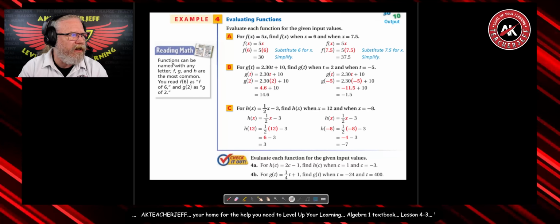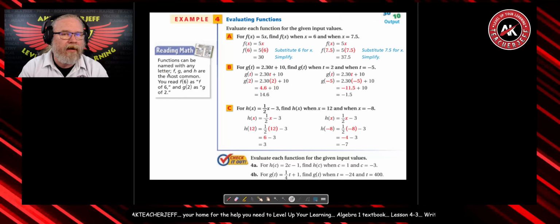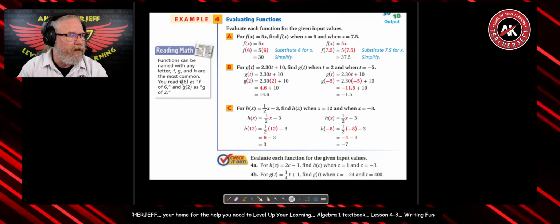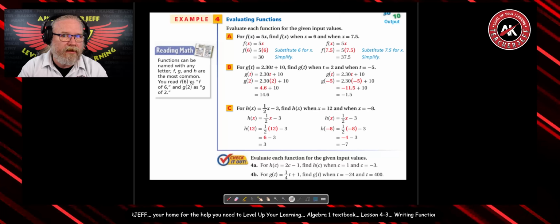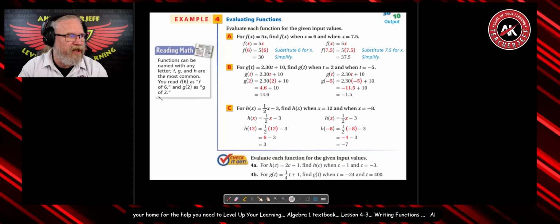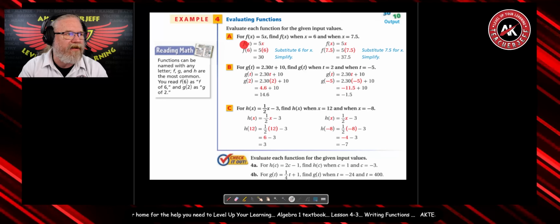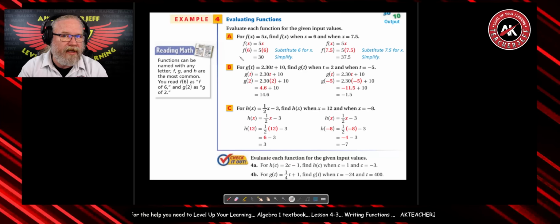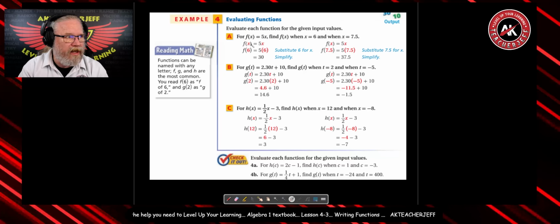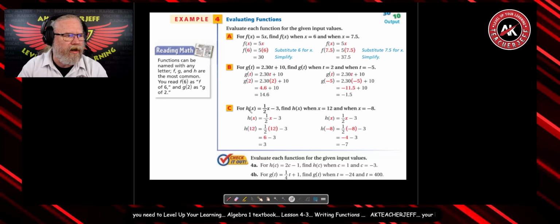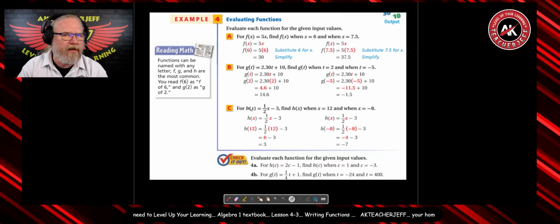Reading math over here, functions can be named with any letter. F, G, and H are the most common. You read F parentheses 6 as F of 6 and G parentheses 2 as G of 2. So it doesn't necessarily have to be an F. And this will really start getting confusing because teachers will introduce to students that it's F of X, and then they'll see something that says G of T or H of X. Still, it's the same thing.